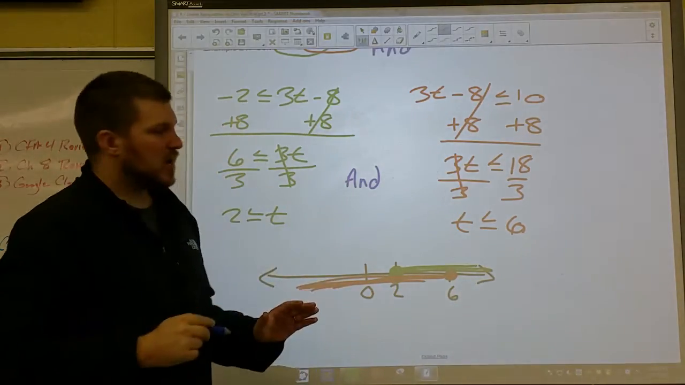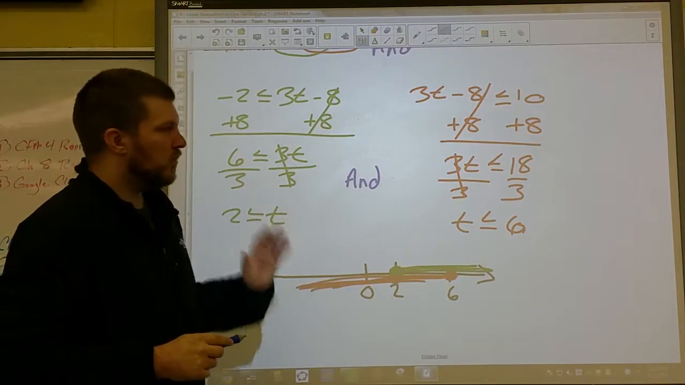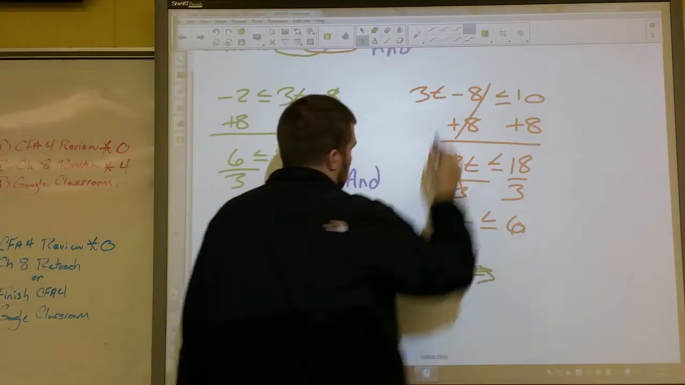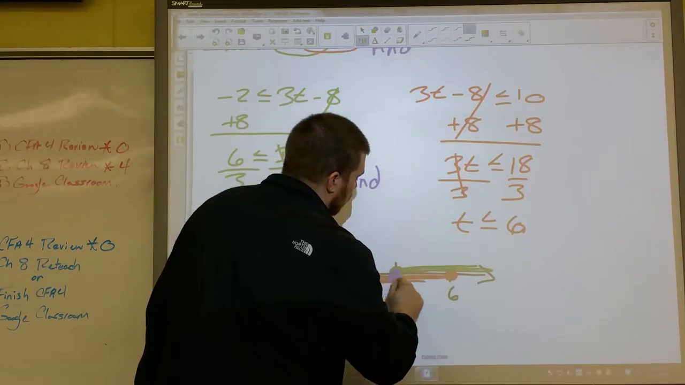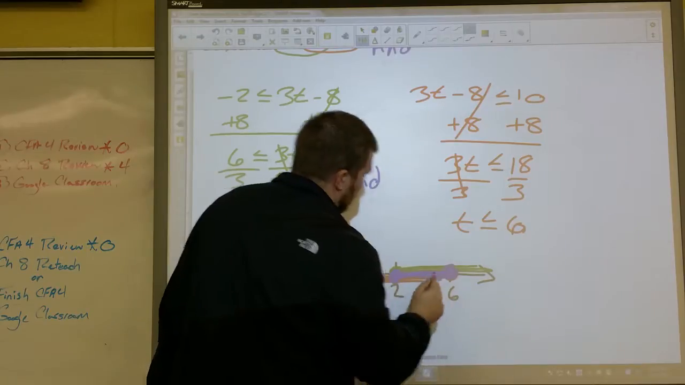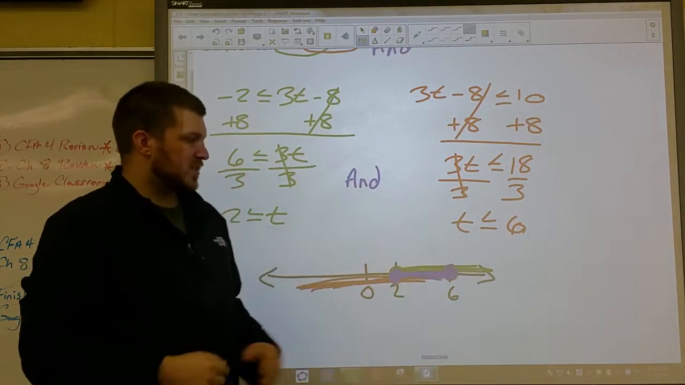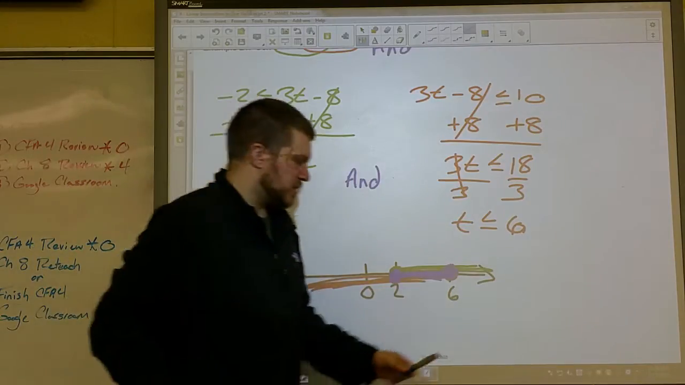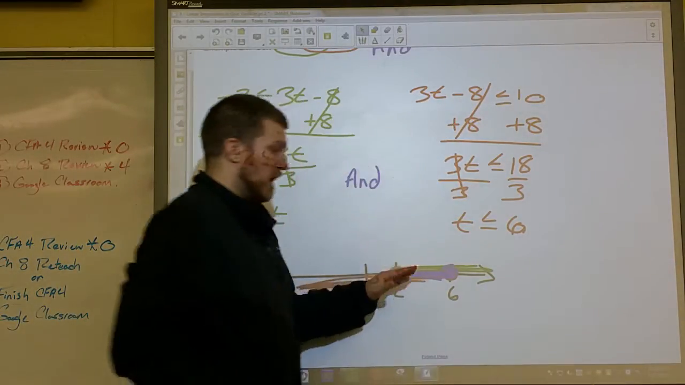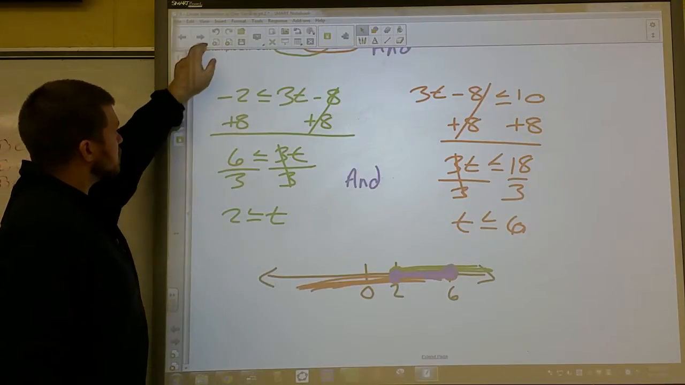Now, since it's an and problem, the only piece of the graph that makes me happy is where both happen at the same time. So that's why I'm looking for the overlap, since it's an and. So the overlap happens right here between 2 and 6. So where both, in between those two values, occur, that's what the graph would look like, okay? Both have to happen if it's an and problem.